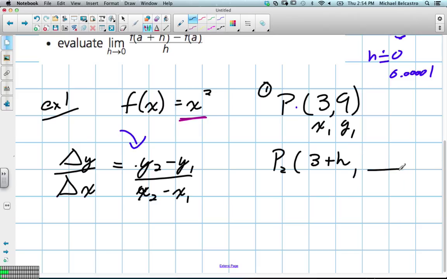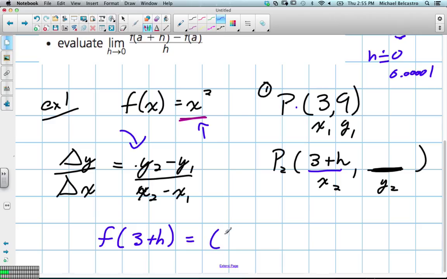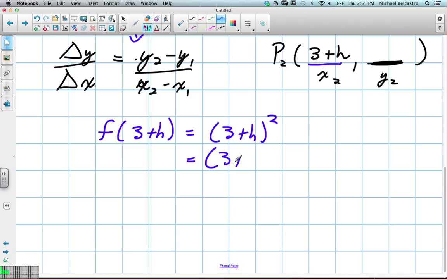Okay? And that means we'll have to figure out what another y value will be. So this will be our x2, and y2 is unknown to us. We're going to have to solve for that part. So what we're going to do is plug this x value into this equation. So we're going to find f at 3 plus h. That's the idea. So we have 3 plus h squared, which will give us 3 plus h multiplied by 3 plus h. We're left with 9 plus 6h plus h squared.